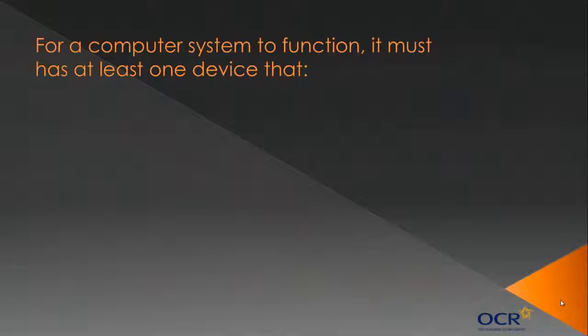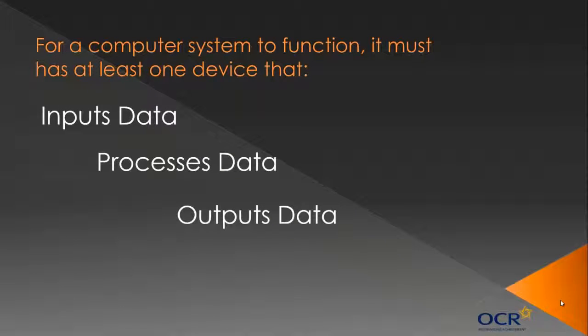For a computer system to function, it must have at least one device that inputs data, processes data, and outputs data. This cycle, as we'll see, gets repeated. People may also give a fourth thing that's essential for computer systems to function. They might say you have to store data as well. That's sort of the four processes that happen in a computer. Well, it doesn't particularly matter. That's just me showing it. But today we're looking at the input and output devices.